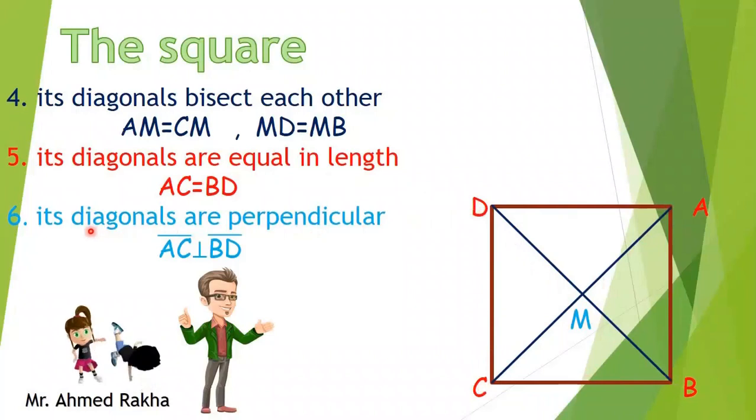We have here another property. Its diagonals are perpendicular. That means AC is perpendicular to BD. That means we have here four right angles. Here a right angle and here also a right angle and a right angle.